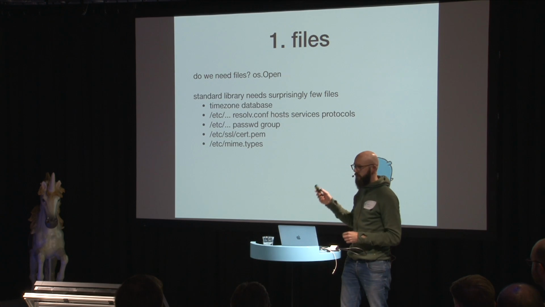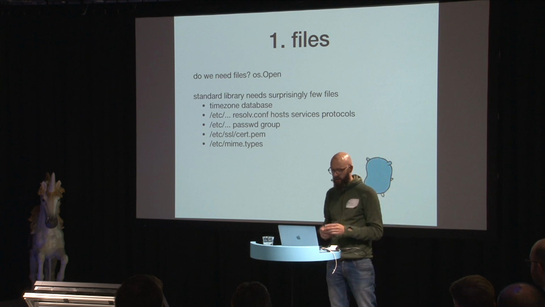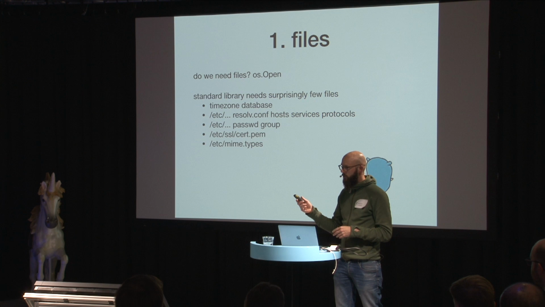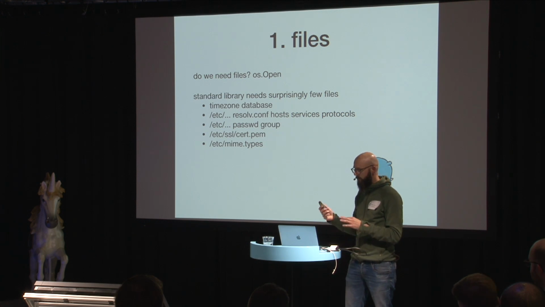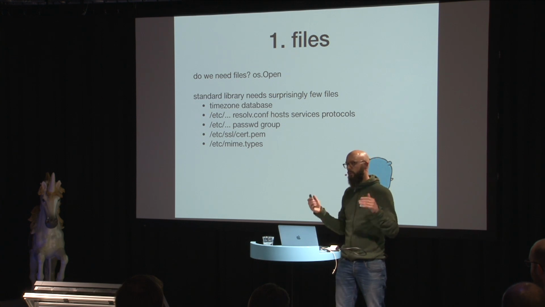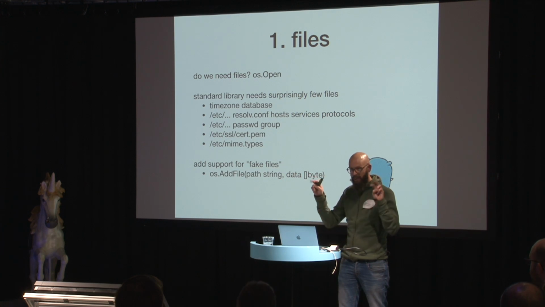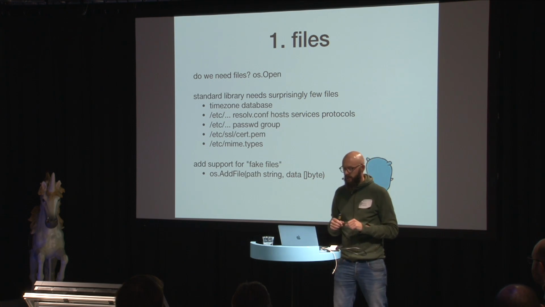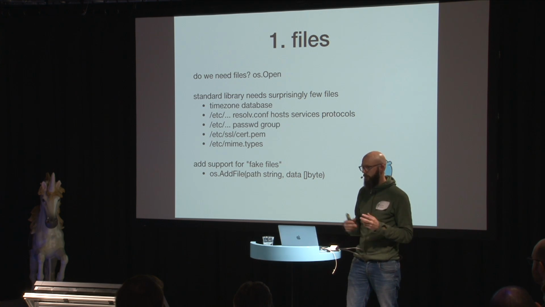But there are a few cases, like the time zone database. If you don't have those files, you will only have UTC. There's some network configuration, some usernames and group names, some TLS certificate authority database, some MIME types, a few other files, but not too many. So I quickly realized that this was not going to be a big problem, but I wanted to have somewhat working programs anyway. So I added support for fake files to the os package. I really removed all the system calls, like open, mostly open, and path-related system calls.